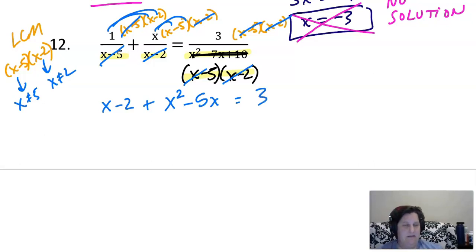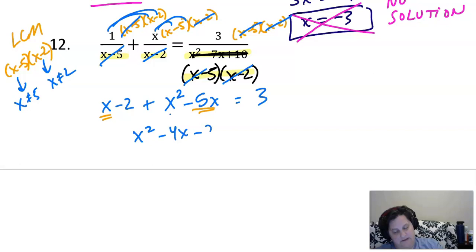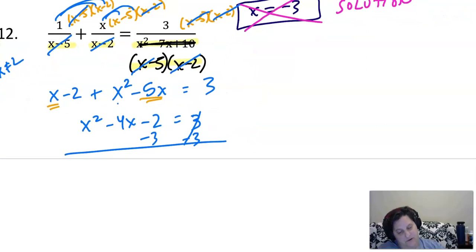Okay, let's combine like terms. I'm going to put that x squared first. I'm going to go ahead and combine the x minus 5x because that's negative 4x minus 2. And you guys, whenever you're solving a quadratic, the first step is always get it equal to 0. So I'm going to go ahead and bring this to the other side. So here's what I'm working with, okay? X squared minus 4x minus 5 is 0.